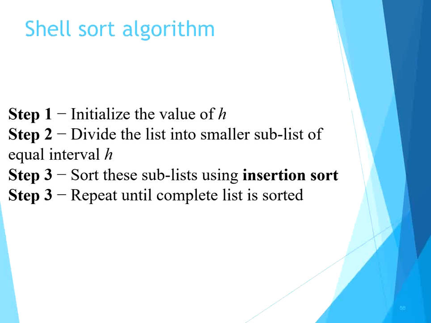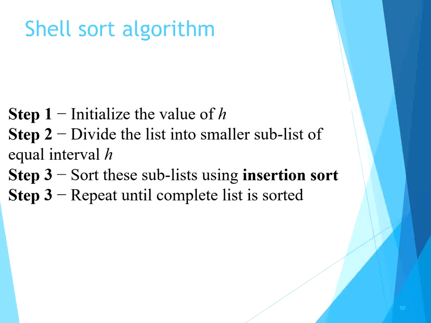The last one is the shell sort algorithm. This is a little tricky algorithm, and it's a bit different from insertion sort, bubble sort, and selection sort. It is not that difficult, but a little different in how it works. In the very first step we initialize the value of h. What is the value of h? We will see it, and how we will calculate this value.